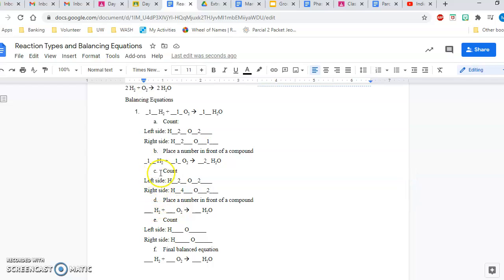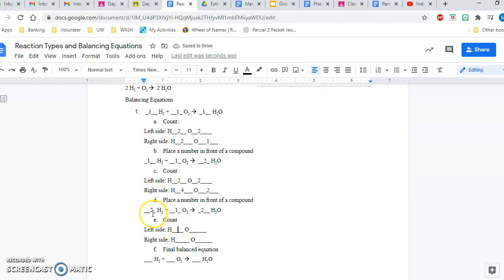So now that we have a 2 on the right side, we're going to leave the right side the same. We are balanced on our O's, so we don't want to touch anything that has an O in it over here. So we're going to leave this as a 1. But I need to get to 4 H's on my left side. So my left side is going to be this H, and to get to 4, I would need to do 2 times 2, which is 4.